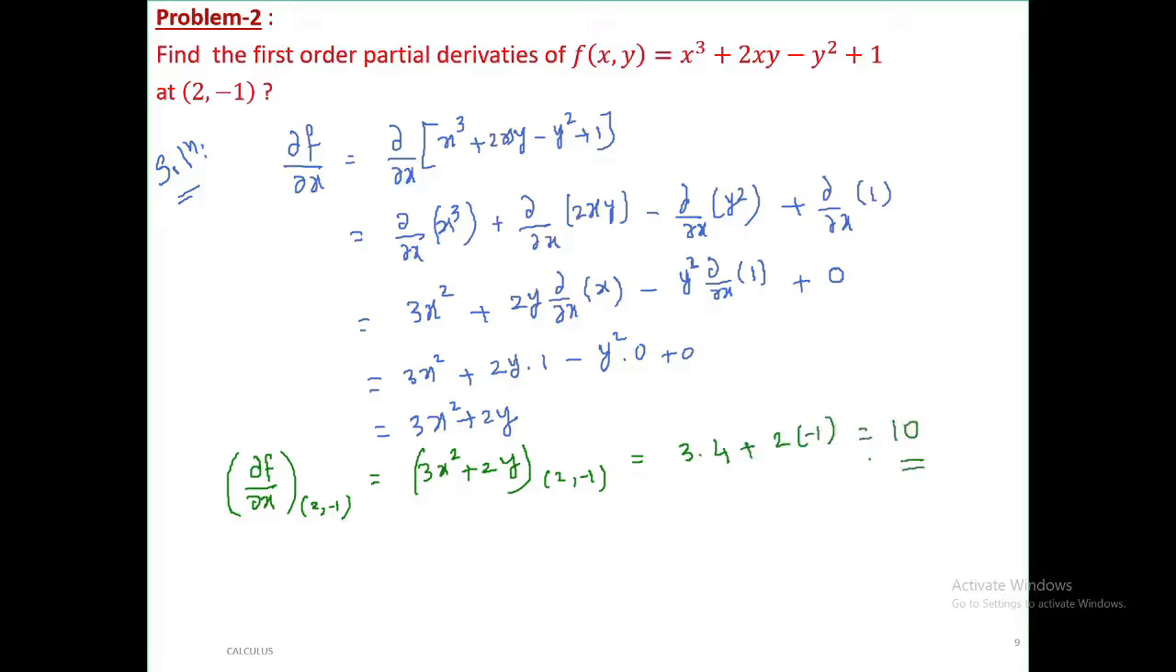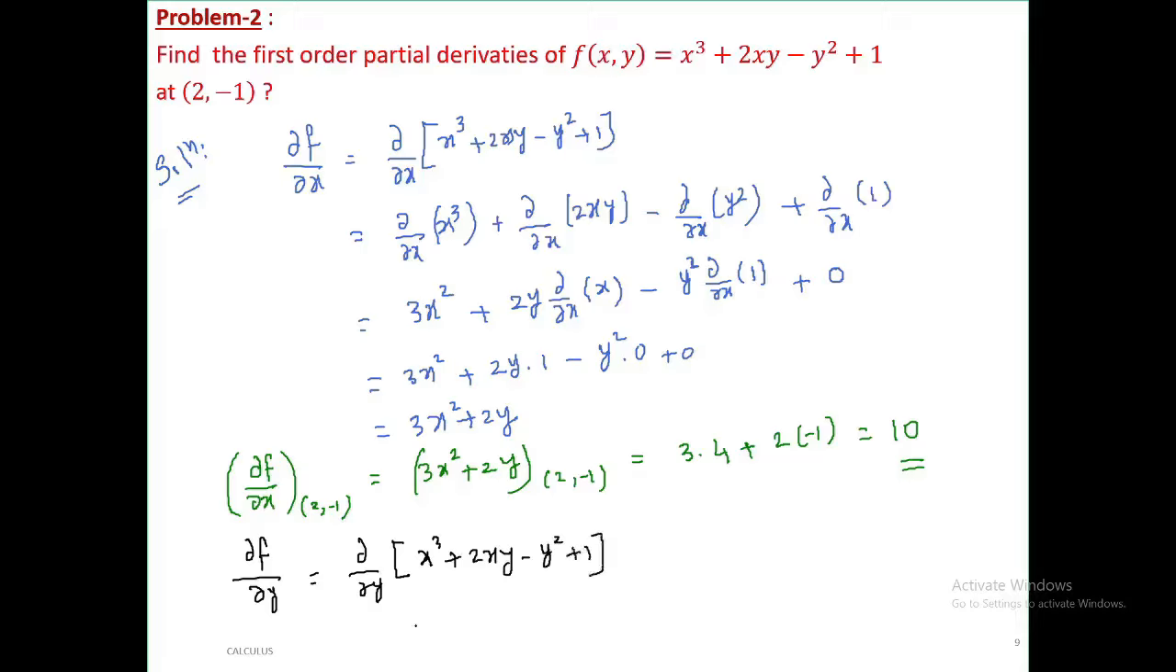So this is indirectly the slope of the curve in the x direction, with y equal to −1. So in the plane y = −1, in the x direction the slope is 10. Okay. Similarly, I want ∂f/∂y. So ∂f/∂y, again same story. With respect to y, how to evaluate? Treating x as constant. So ∂/∂y of the function f, what is f? x³ + 2xy − y² + 1.